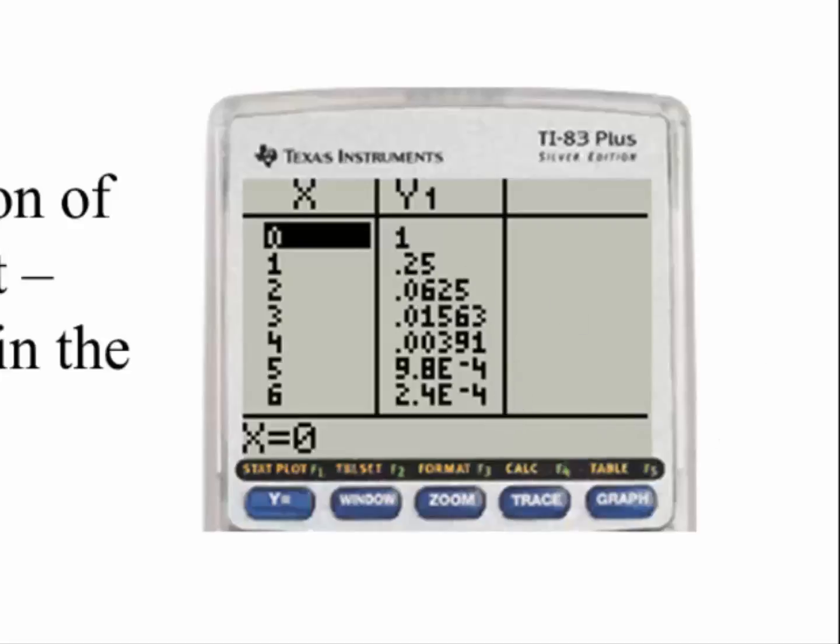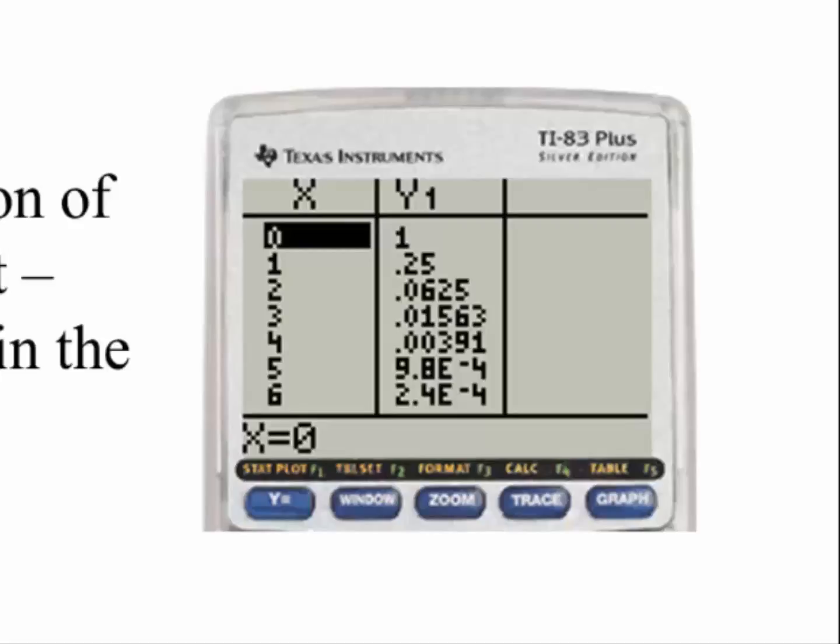So 0.25 is the same thing as 1/4. 0.0625 is the same thing as 1/16. So the pattern would be 1, this is 1/4, this is 1/16, this is 1/64. So as we go from 1 to 1/4, if I take 1 and multiply it by 1/4, I get 1/4. If I take 1/4 and multiply it by 1/4, I get 1/16. If I take 1/16 and multiply it by 1/4, I get 1/64.